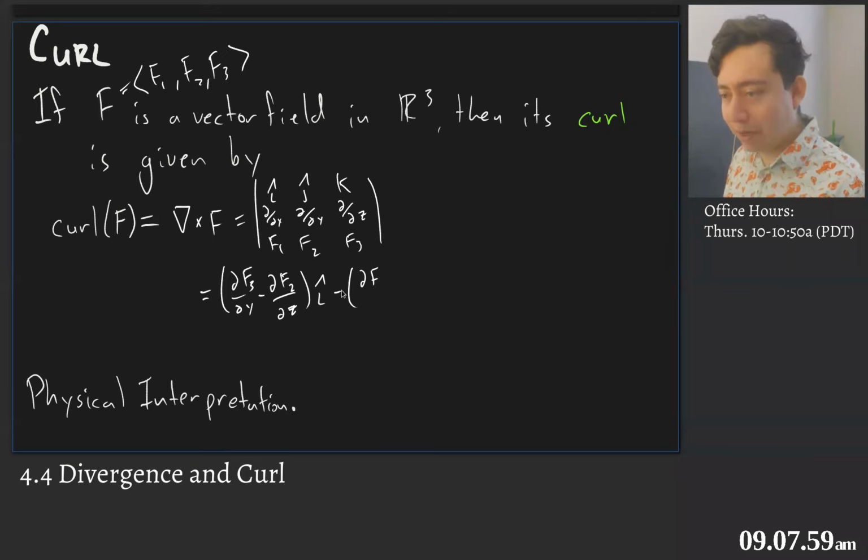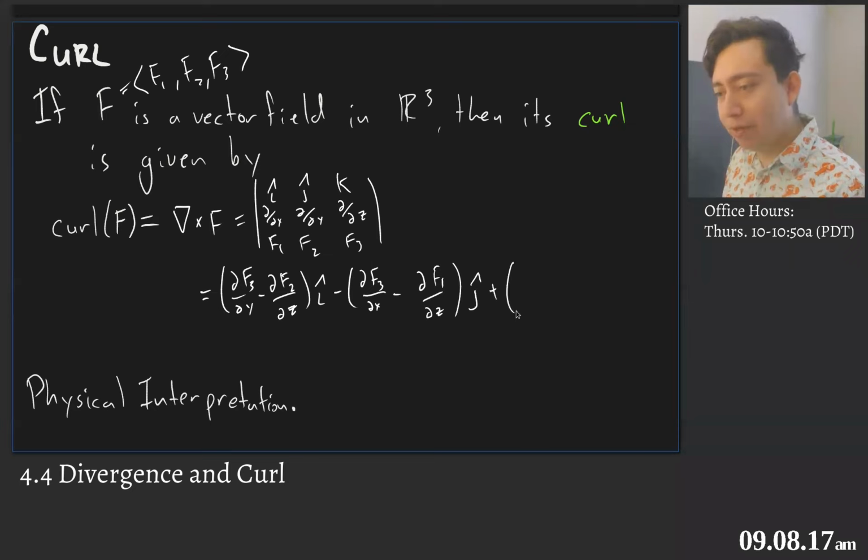so I'm going to do the minus sign here, f3 with respect to x minus the derivative of f1 with respect to z. This is times j, plus the derivative of f2 with respect to x minus the derivative of f1 with respect to y, times k.